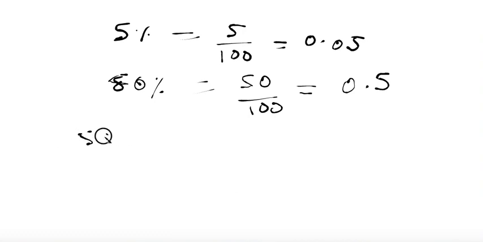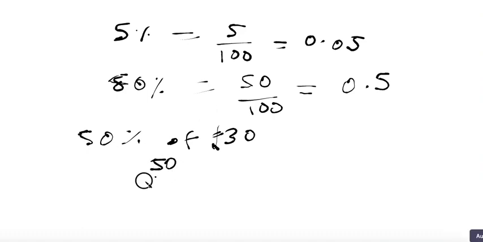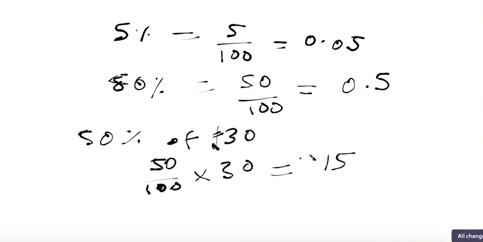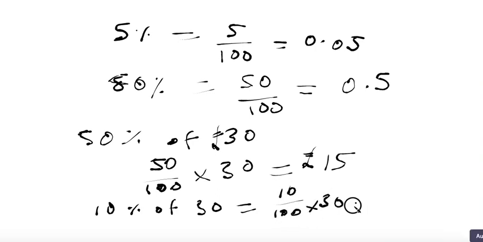So, if I want to work out 50% of £30, what I need to do is 50 over 100 times 30, which gives me 15. If I want to work out, say, 10% of £30, that will equal 10 over 100 times 30, which is £3.